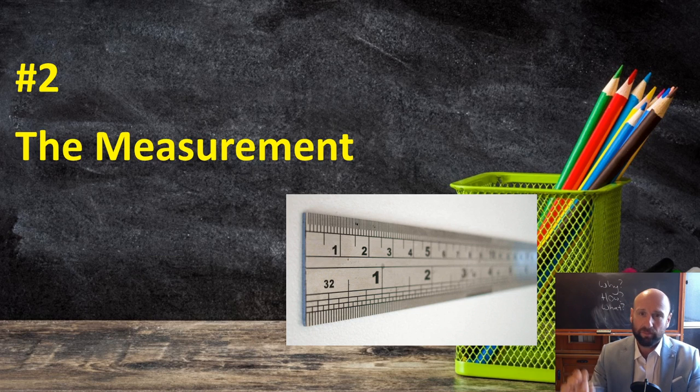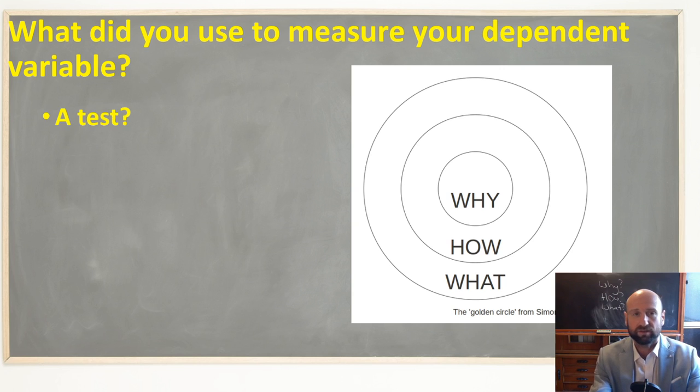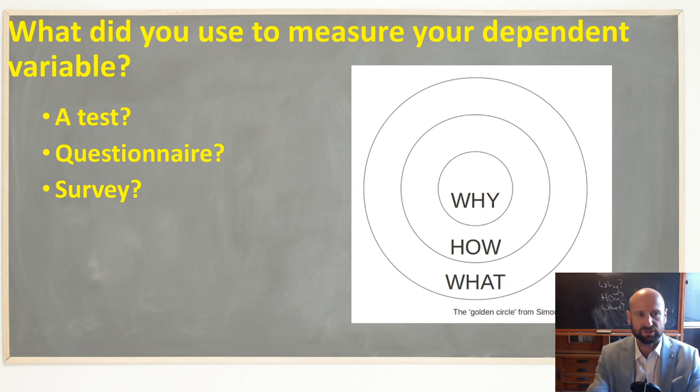Okay, number 2, the measurement. So you've exposed your participants to some kind of stimulus, and then you have to measure your dependent variable somehow. How did you do it? Again, think of the what, how, why. Did you do a test, like a reading comprehension test or a listening test, maybe a quiz? You might have given the questionnaire, like in the anchoring effect or Loftus and Palmer, or some kind of survey, where they have to fill out a bunch of results. What did you use to measure your dependent variable?